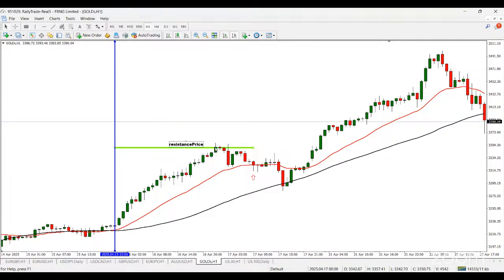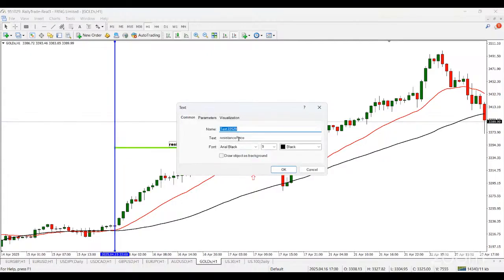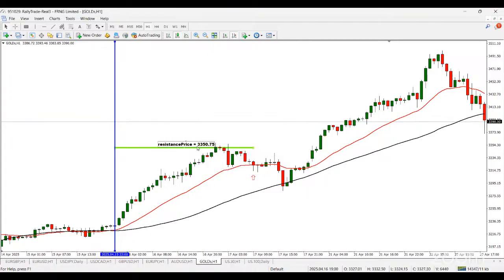All you need to do is point your cursor at the candle, maybe the blue, I think the green one, and then you get the close price of this candle. So the close here is 3350.75. We can just edit this to 3350.75. Right? So with this, we do okay. This becomes our resistance price.